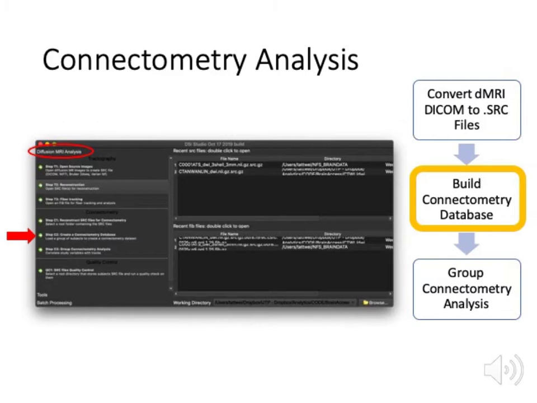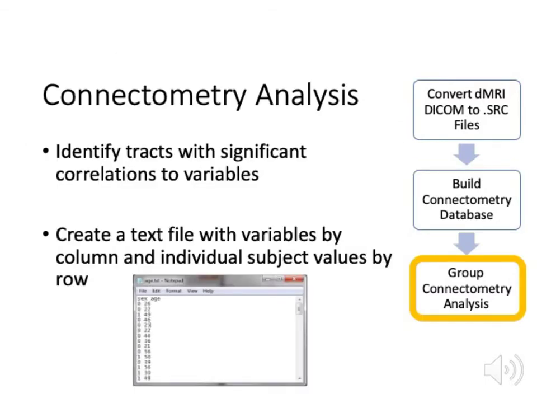The next step is the process of building the connectometry database. Please select Diffusion MRI Analysis tab and go to the second option here under connectometry, and this would basically assemble all the .src files within the directory previously generated and build a database, a single database file. In the third step, we will do the statistical analysis.